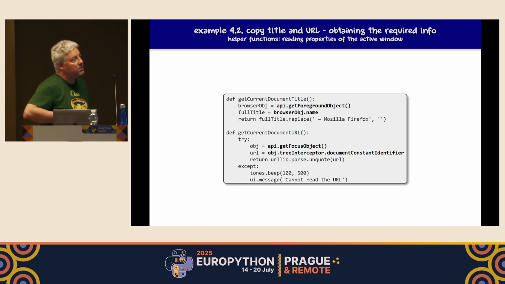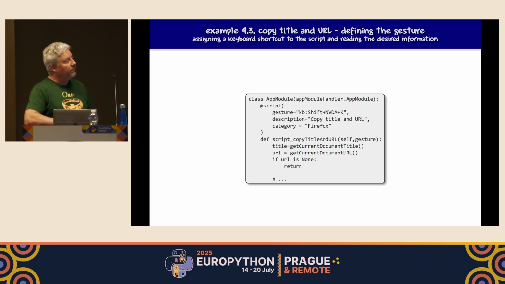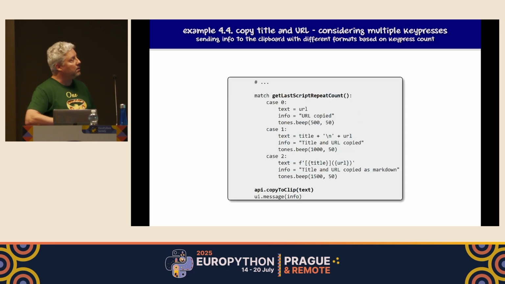And for the URL, we use this tree interceptor, that is another object of the API of NVDA that allows us to get information, in this case, the URL. And we clean the URL, and then we have the gesture. This is very simple. You already have seen this. And if the URL cannot be found, then I do nothing, or I give a message telling that I couldn't find it. So in this case, I use match case. Remember that we are in 3.11, so we have obviously match case.